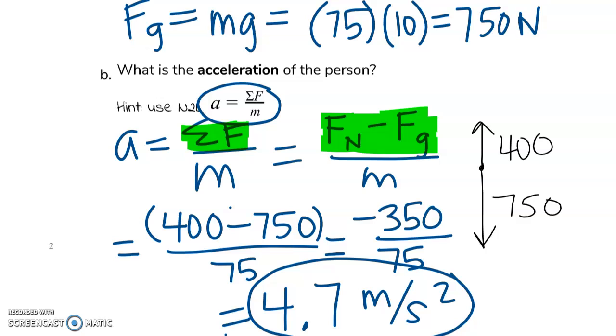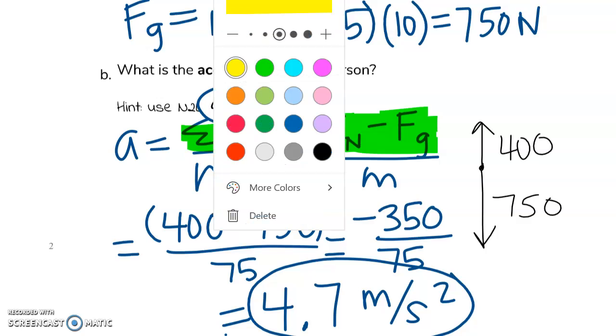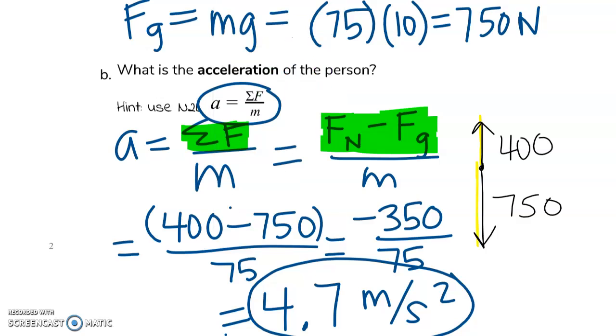So let me summarize my steps. I first read and annotated the problem. And when I found out how much force of gravity there was, I added it to my diagram to help me visualize which forces are acting on the object, here and here. Then I chose Newton's second law to help me. And I plugged in for the force at the top, the two forces going against each other. And I plugged in for the mass. Then I used math to find the final answer, which is 4.7 meters per second squared.